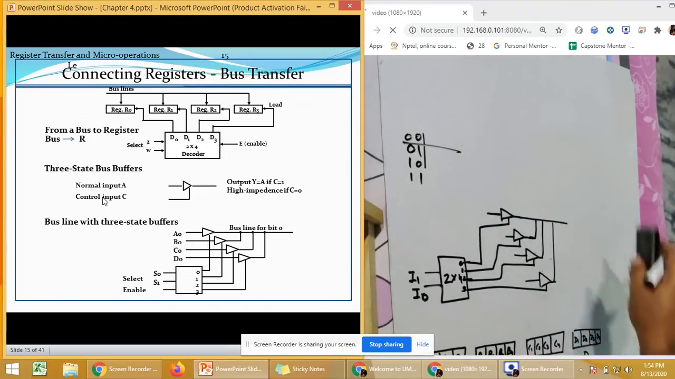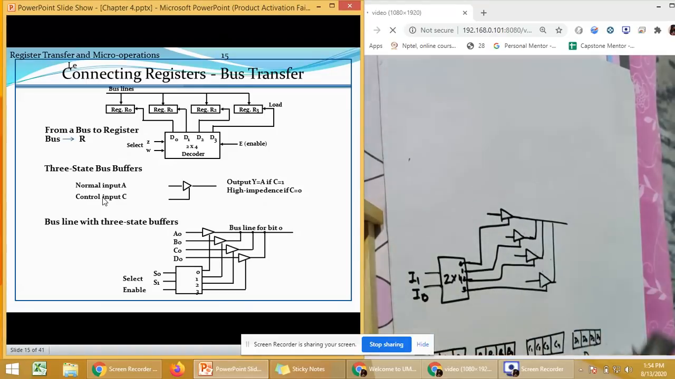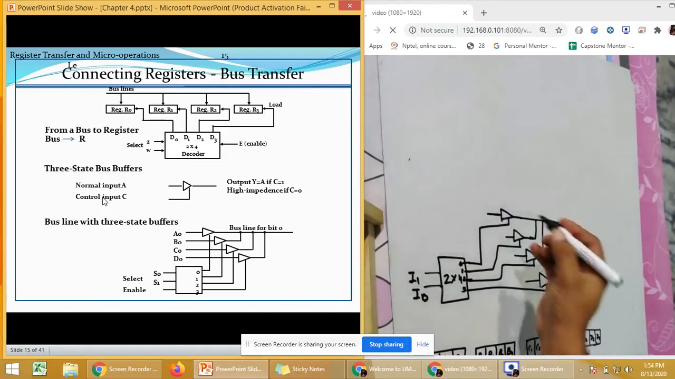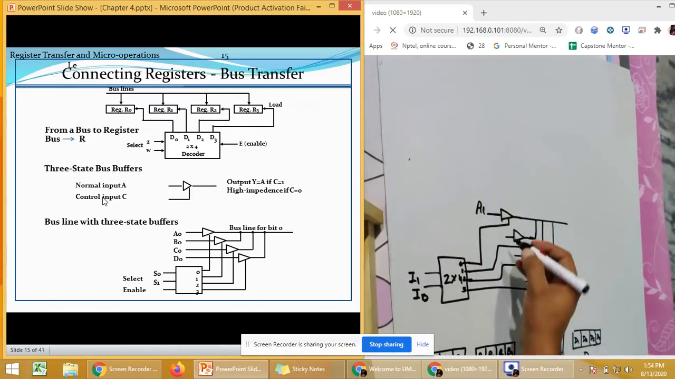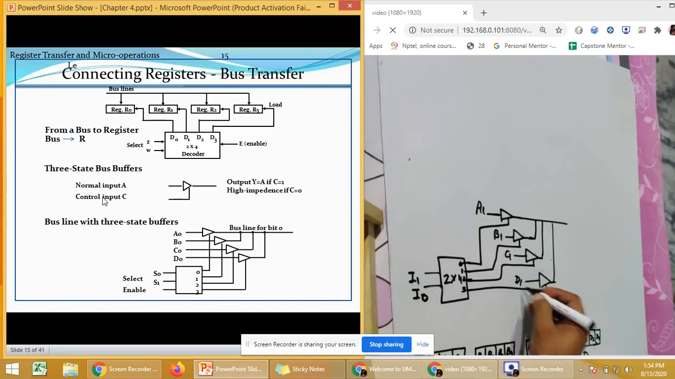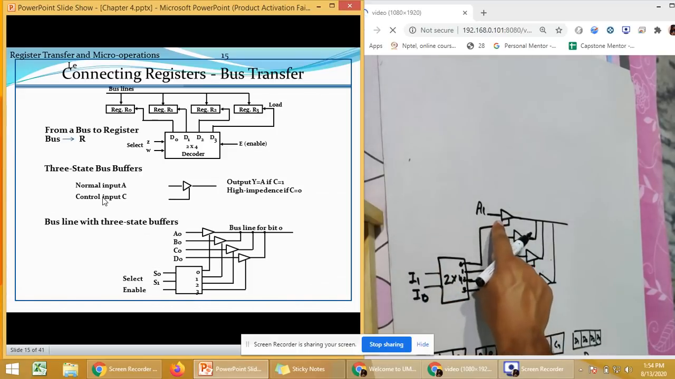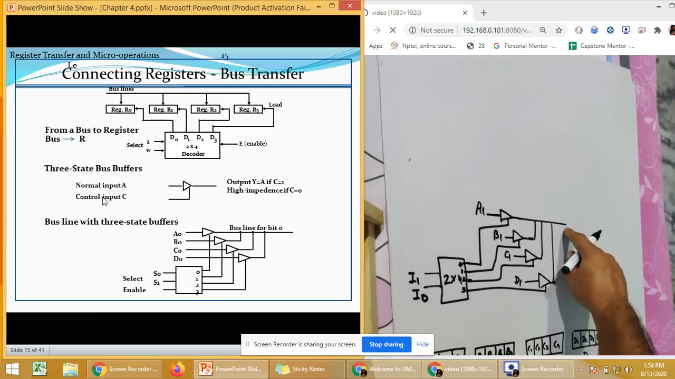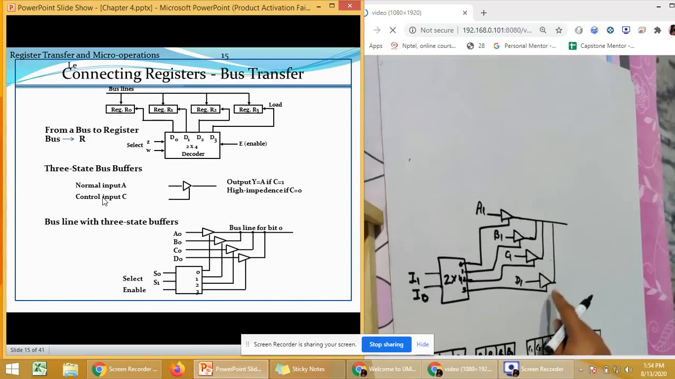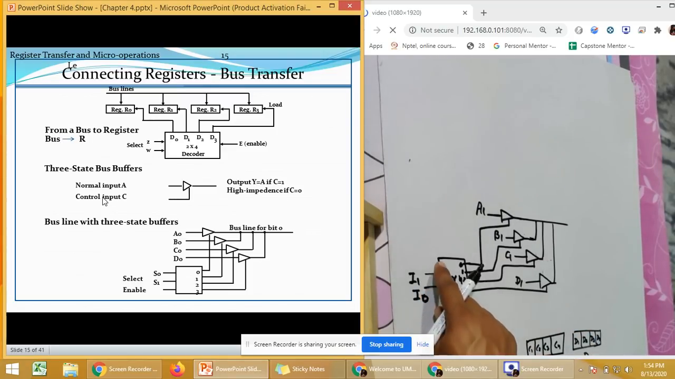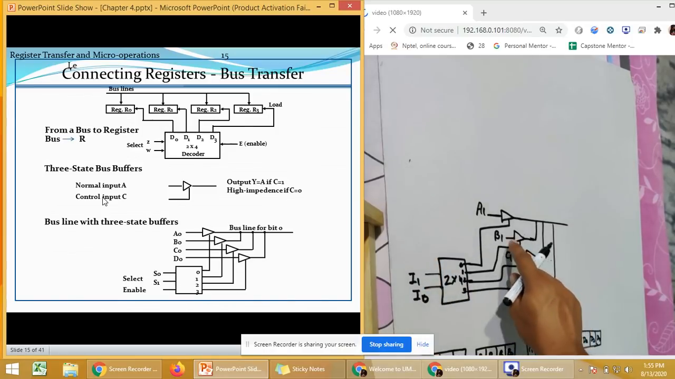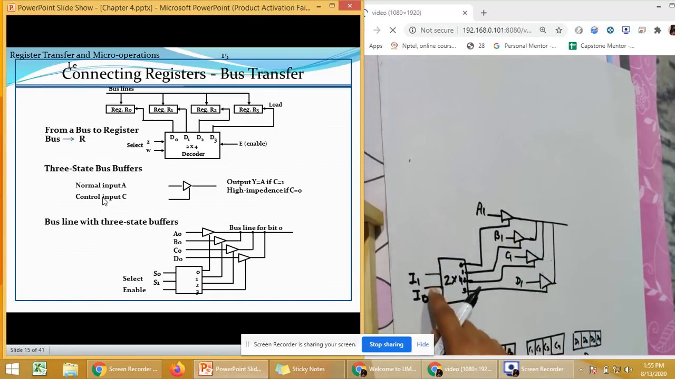Now, if I want to read the entire register at one time, what we need to do is connect A1 here, B1 here, C1 here, and D1 here. What does it mean? If I give 0 0 input, the A1 first bit will be read and we will get the output from this place. If we want to read the second register B's first bit, we will need 0 1, so then the second bit will be read. If it is 1 0, third bit. If it is 1 1, fourth bit.